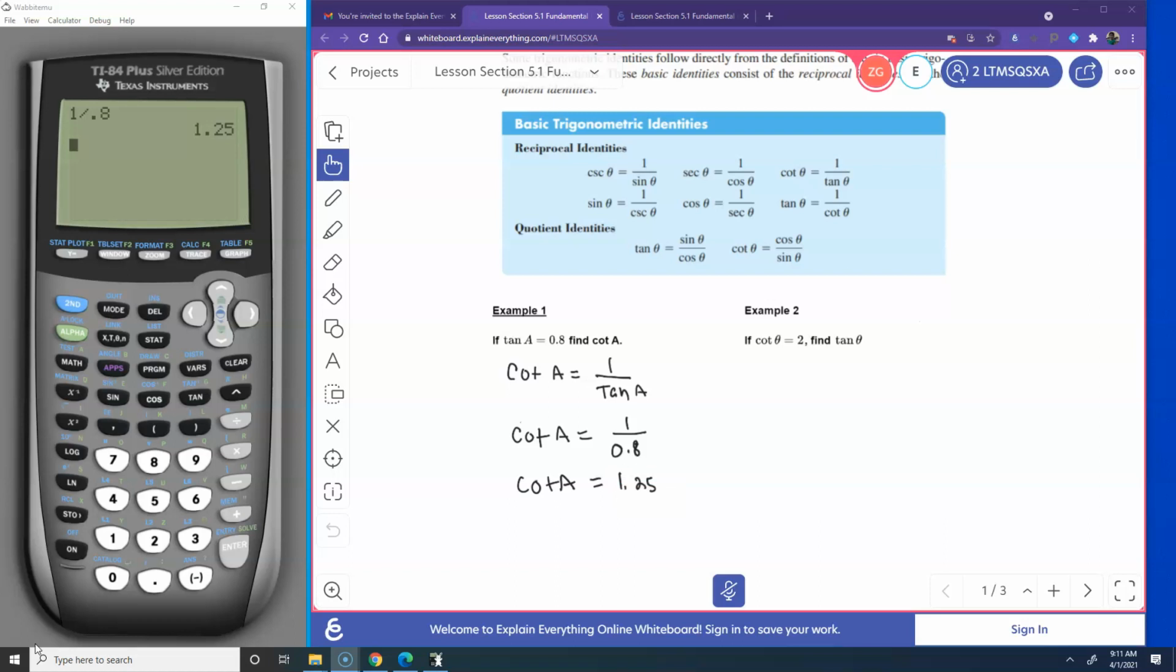Go ahead and do example 2. We have cotangent of theta equals 2. So we have tangent of theta equals 1 over cotangent of theta. So tangent of theta equals 1 over 2, and we're done.